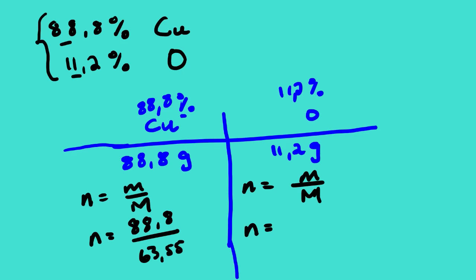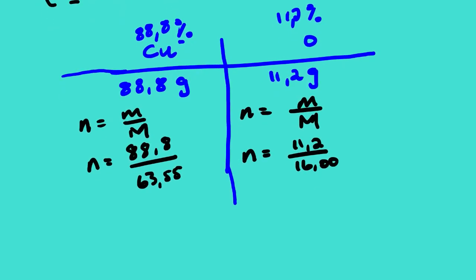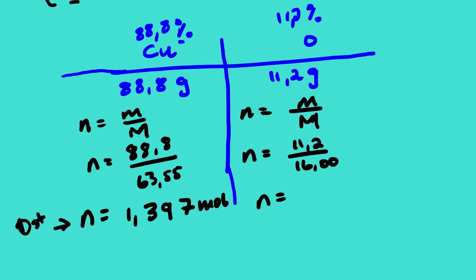Then let us do the same thing to oxygen. We have 11.2 divided by 16.00. We get that our number of moles is 1.397 mole. So this is the first number of moles. For oxygen we have 0.7 mole. So this step is the first number of moles.